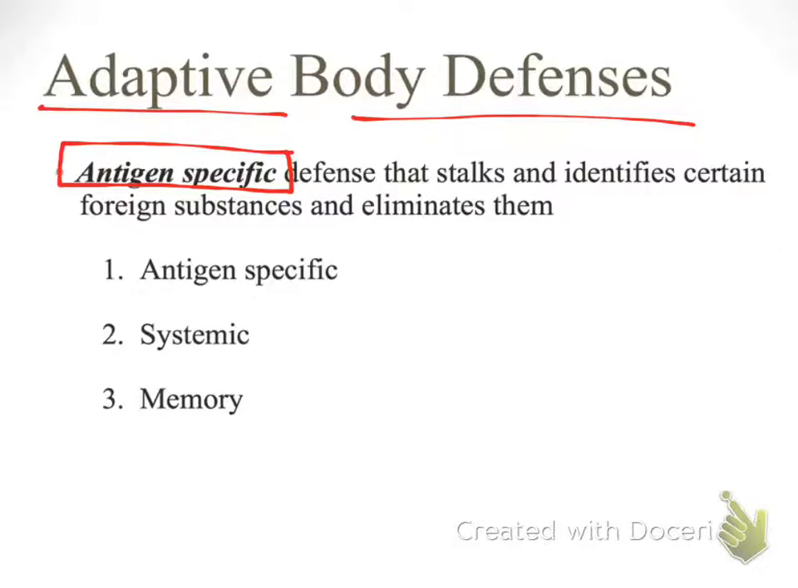So the adaptive body defenses don't just say, in general, we're sick, so we're going to go fight or cause a fever or cause inflammation. No, the memory cells that we have built up for strep throat are going to go fight strep throat. The memory cells that we have built up for a parasitic worm infection, those are the ones that are going to go to that area. So they are very, very specific based on the antigen that we are exposed to.